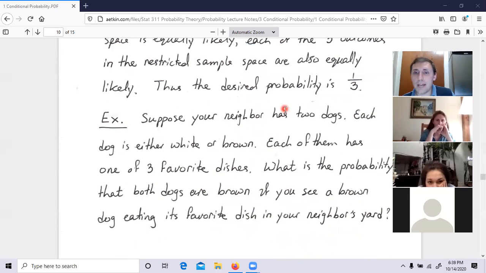Suppose your neighbor has 2 dogs. Each dog is either white or brown. Each of them has one of 3 favorite dishes. Good? Same dishes for both of them, same selection. What is the probability that both dogs are brown if you see a brown dog eating its favorite dish in your neighborhood's yard?